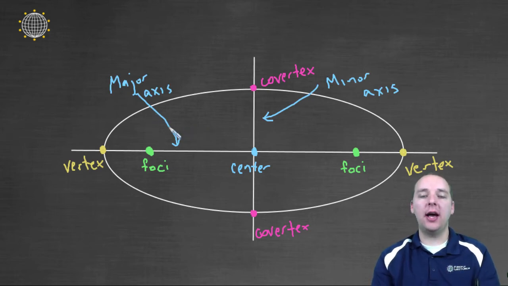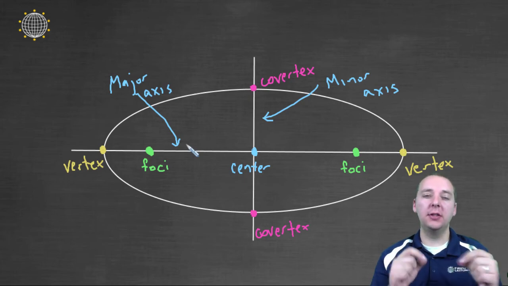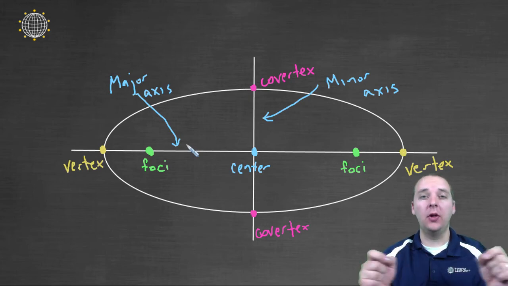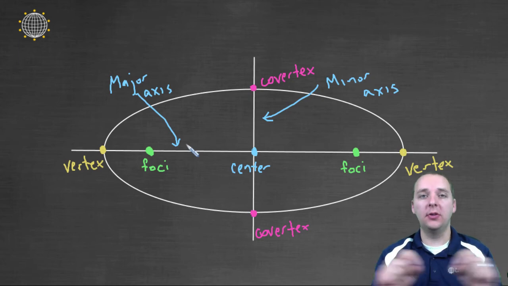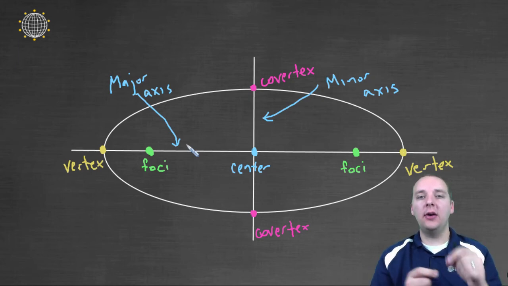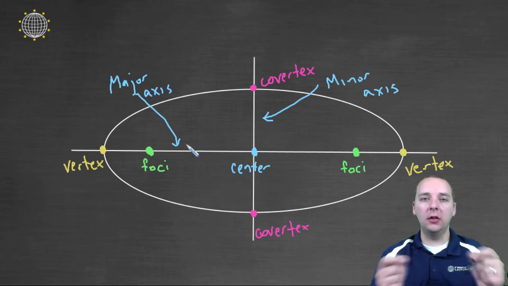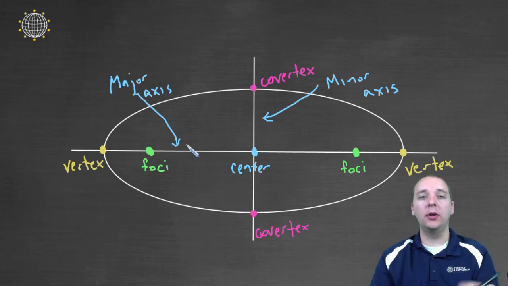You have a major axis, which is a chord between the vertices. Because they're between the vertices, they're naturally on the longer side, because the vertices are on the longer side. And the minor axis is a chord between the co-vertices. So major, think longer; minor, think shorter. All right, and so these are all very important vocabulary words associated with ellipses.